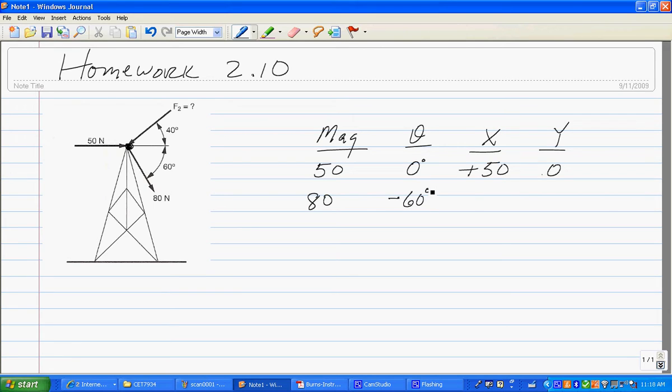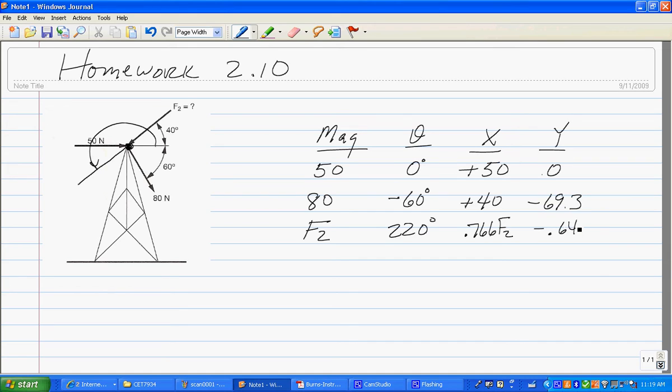When I do that, the x component will be a positive 40, and the y component will be a negative 69.3. Finally, my F2 force acts at an angle of 220 degrees. When I break that down into its x component, it's 0.766 F2, and its y component would be negative 0.643 F2.